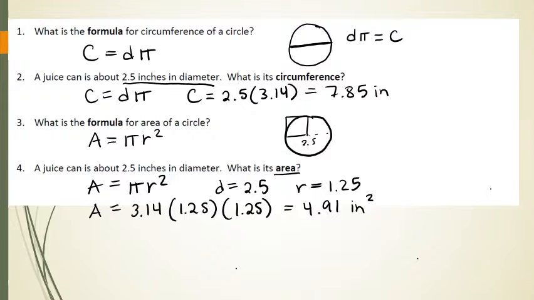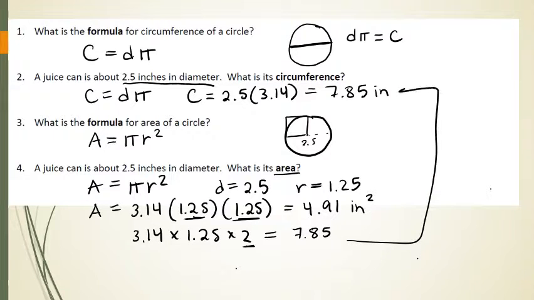Now, if you did the calculation and you found the same answer as circumference, let's say you found 7.85, then you might have accidentally done 3.14 times 1.25 times 2. Sometimes people forget that radius squared means to multiply the radius by the radius, and they try to just multiply by 2. But if you had done that calculation, you would have found 7.85, which would have matched with the circumference.